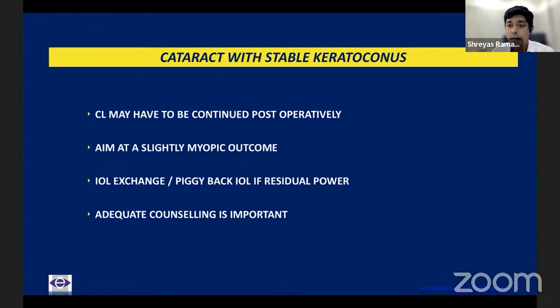But most of our cataract surgery age group patients are less likely to wear contact lenses in the postoperative period, especially if it's being prescribed to them for the first time. So in these cases, a toric IOL aiming for a slightly myopic outcome is important, but adequate counseling is necessary.